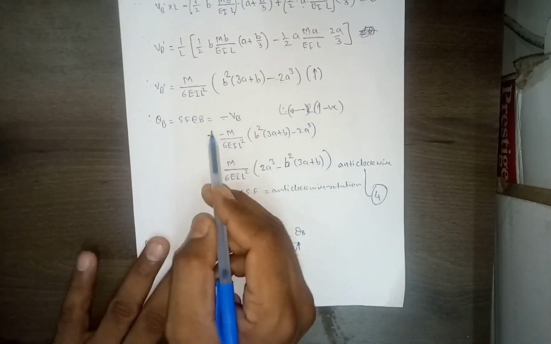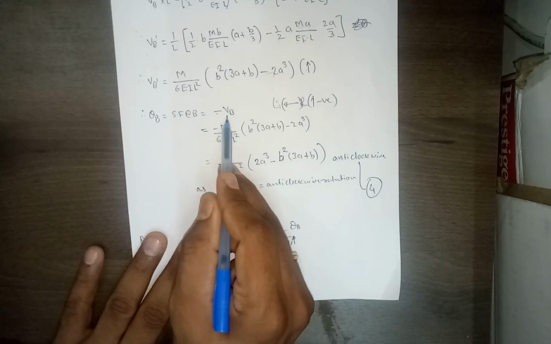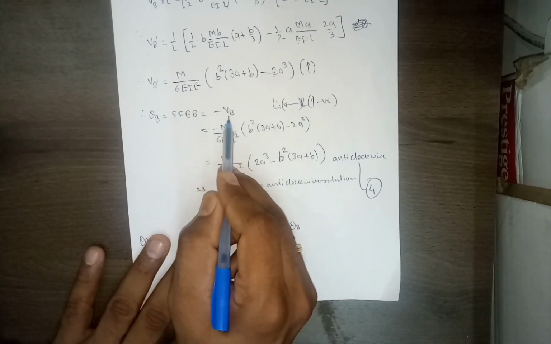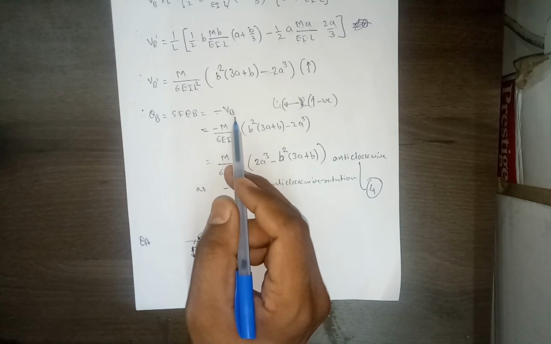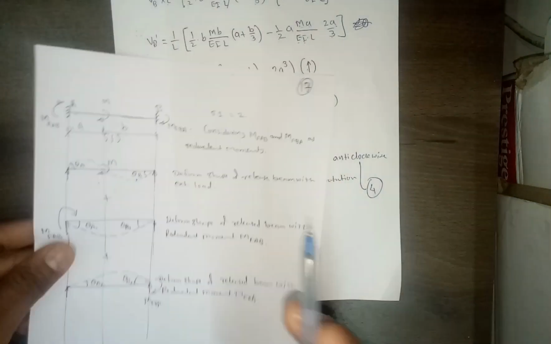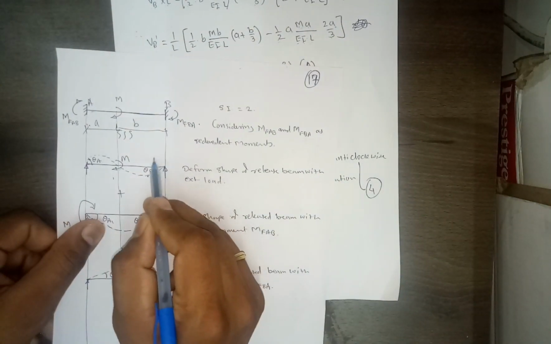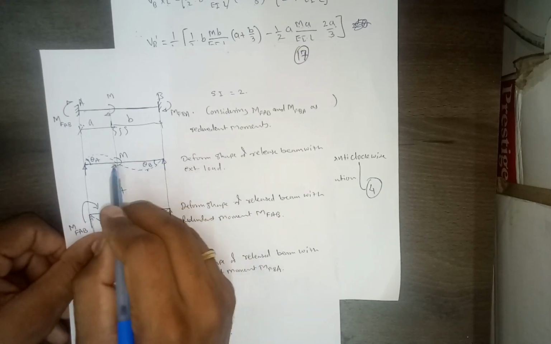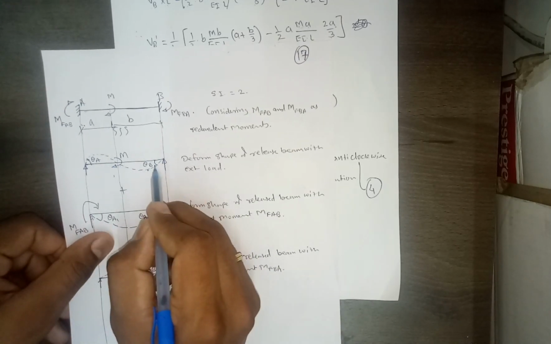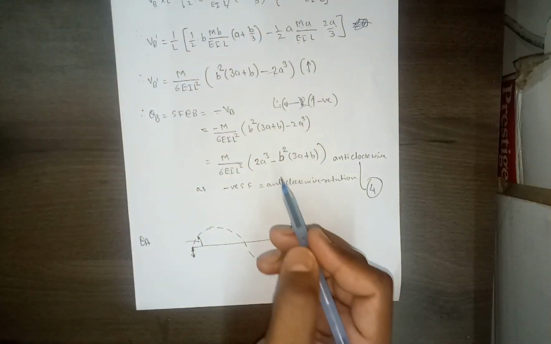So we'll take minus of VB, and this minus VB, the negative shear force, indicates anti-clockwise rotation. So again if you check here, this rotation is anti-clockwise rotation, right? That is what we have assumed. Because of this it will rotate like this, and that is true.